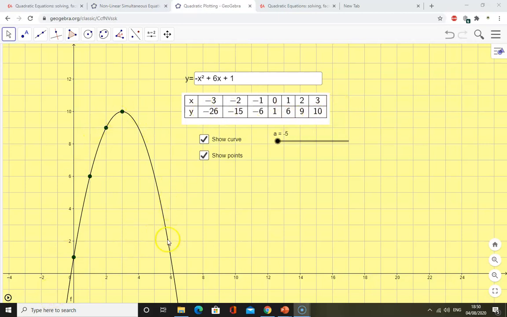This graph is upside down, because the coefficient of x squared is negative, and whenever that's negative, the graph faces down. The graph goes up until you reach this point, and when you reach this point, you turn your direction and come down. So that's your turning point, and that has coordinates of 3 and 10. Let us see if we can find 3 and 10 by completing the square.